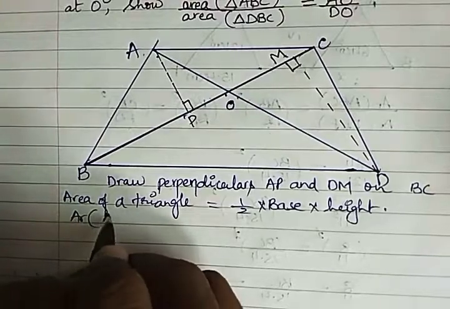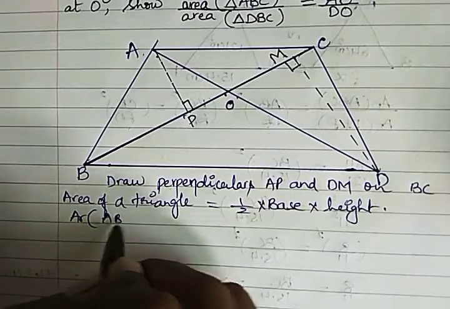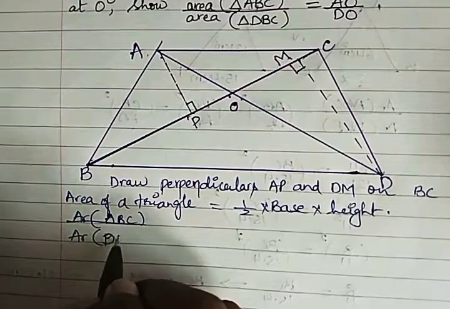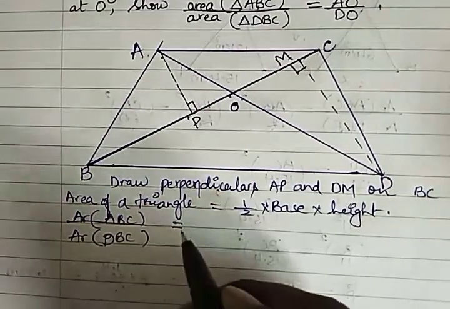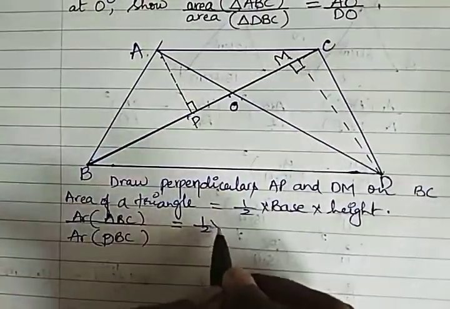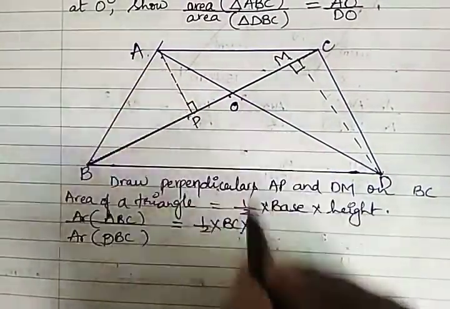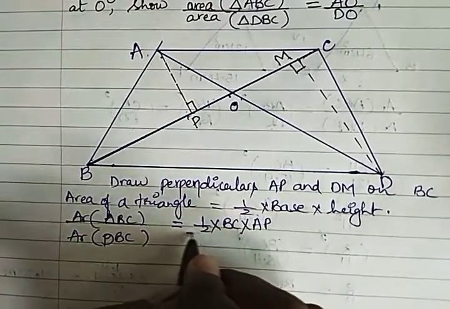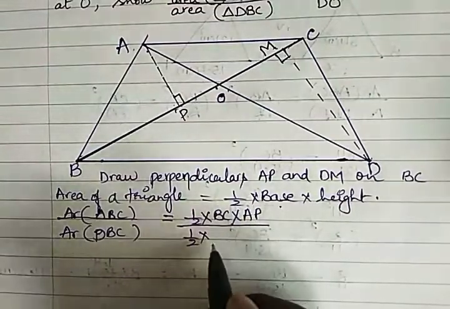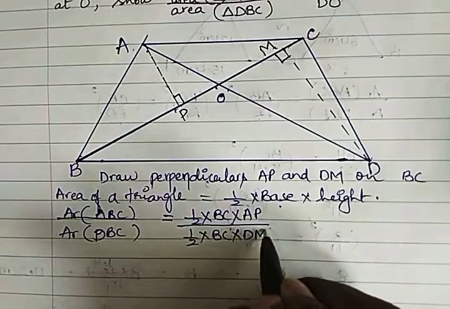Area of triangle ABC by area of triangle DBC. For these two triangles, I am going to write 1/2. For ABC triangle, 1 by 2 into base BC into height AP, perpendicular height, whole by again half into, for triangle DBC, half into base, here also base is same, BC, into height DM, perpendicular height.